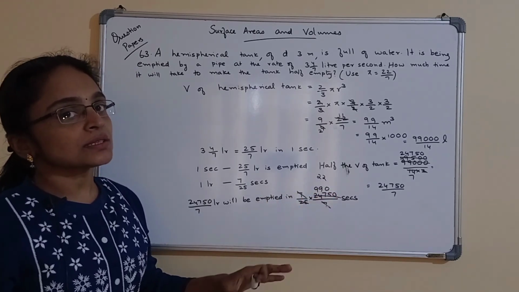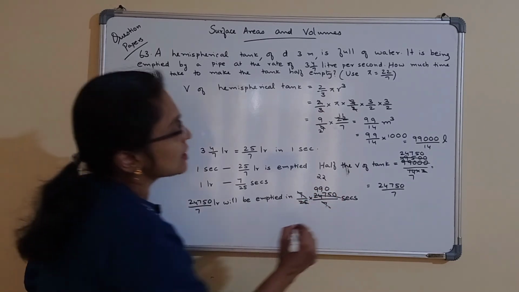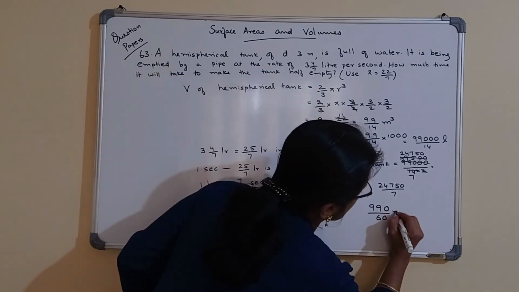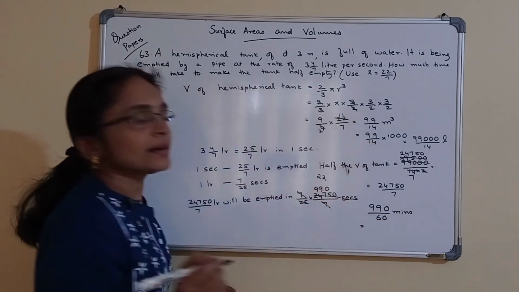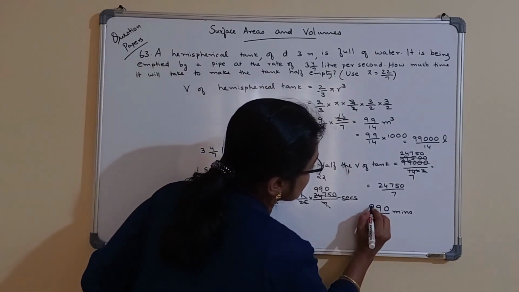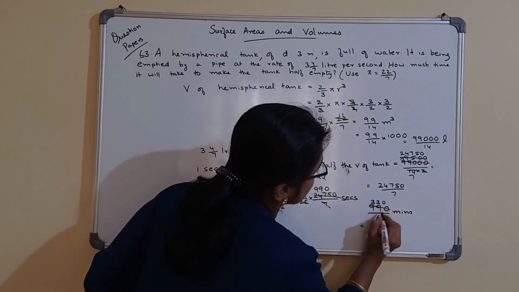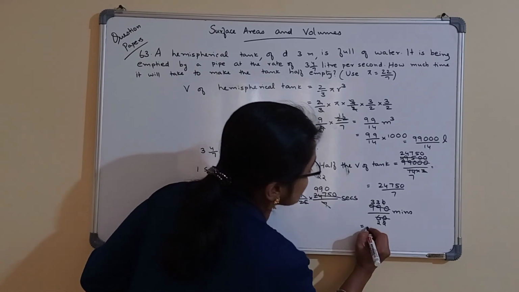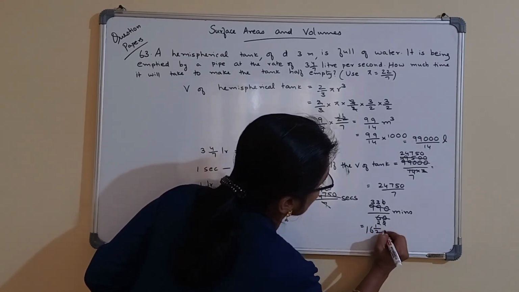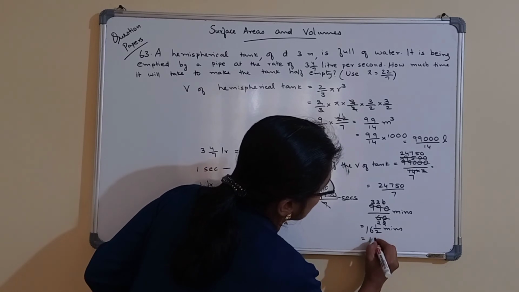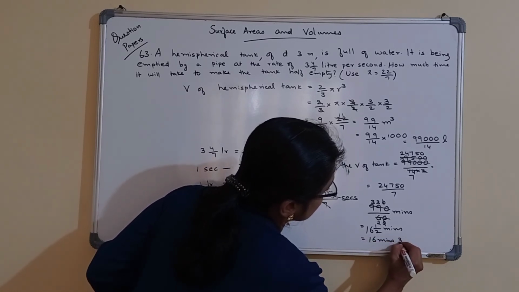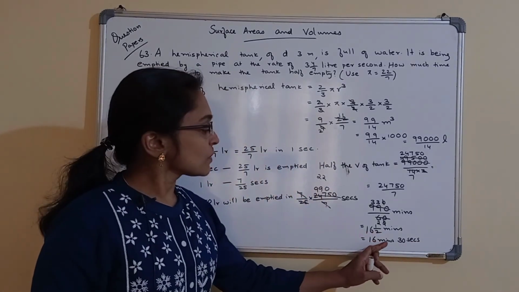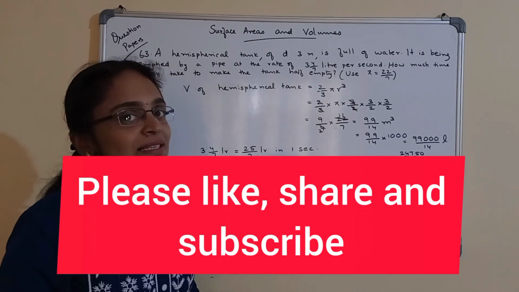Now we have to convert this to minutes. 990 seconds is 990 by 60 minutes. We can divide it by 3, and we will get 330 over 20. The 0s will get cancelled, and it is equal to 16 1/2 minutes. That is, it is equal to 16 minutes 30 seconds, since 1/2 minute is 30 seconds. So this will be emptied in 16 minutes 30 seconds. Okay.